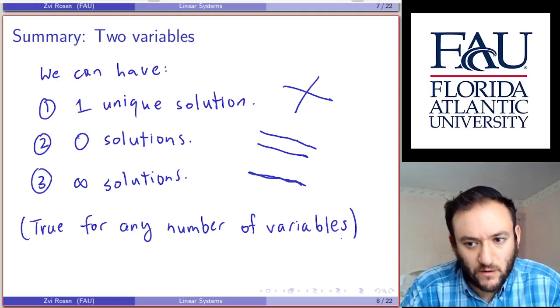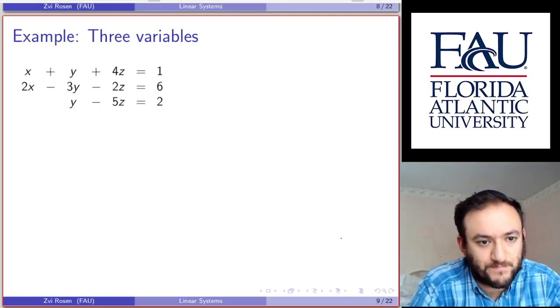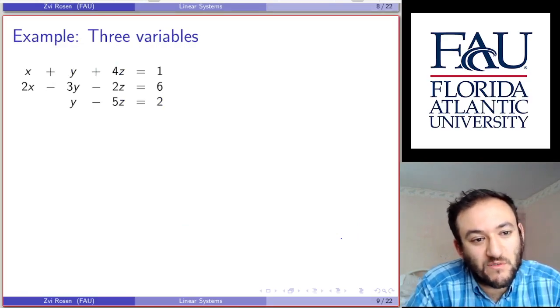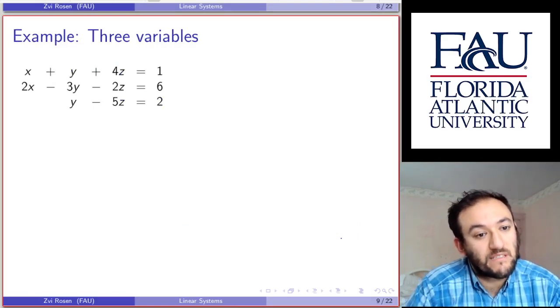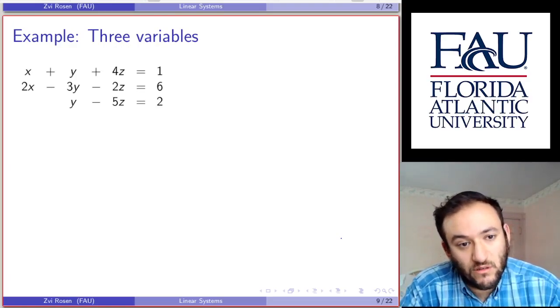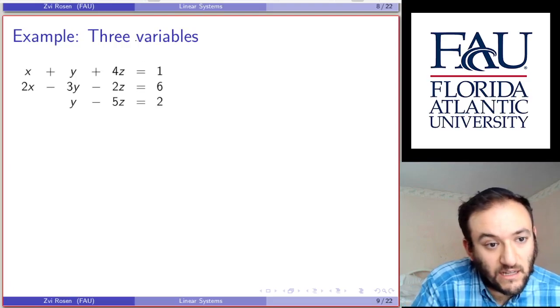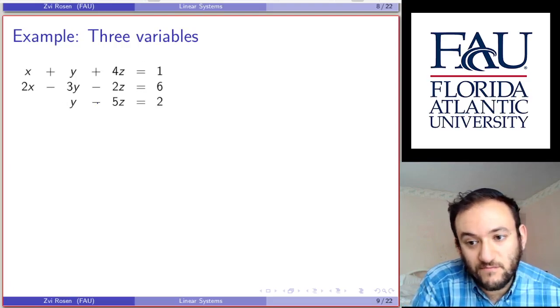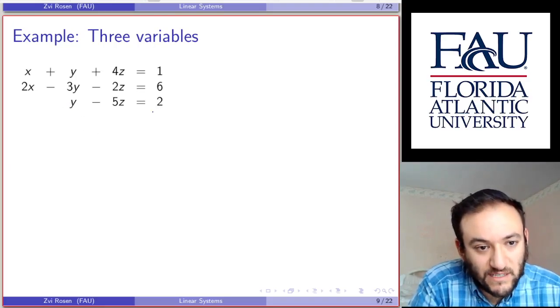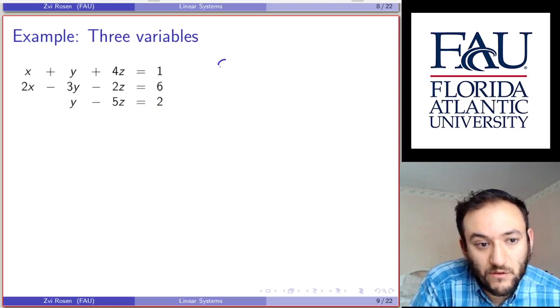So we've done two variables. Now let's think about three variables. It's already starting to get a little scary. x plus y plus 4z equals 1, 2x minus 3y minus 2z equals 6, and y minus 5z equals 2. So I gave myself a little assistance here by leaving x out of the last equation, so I can just do a nice quick substitution here using y and z.